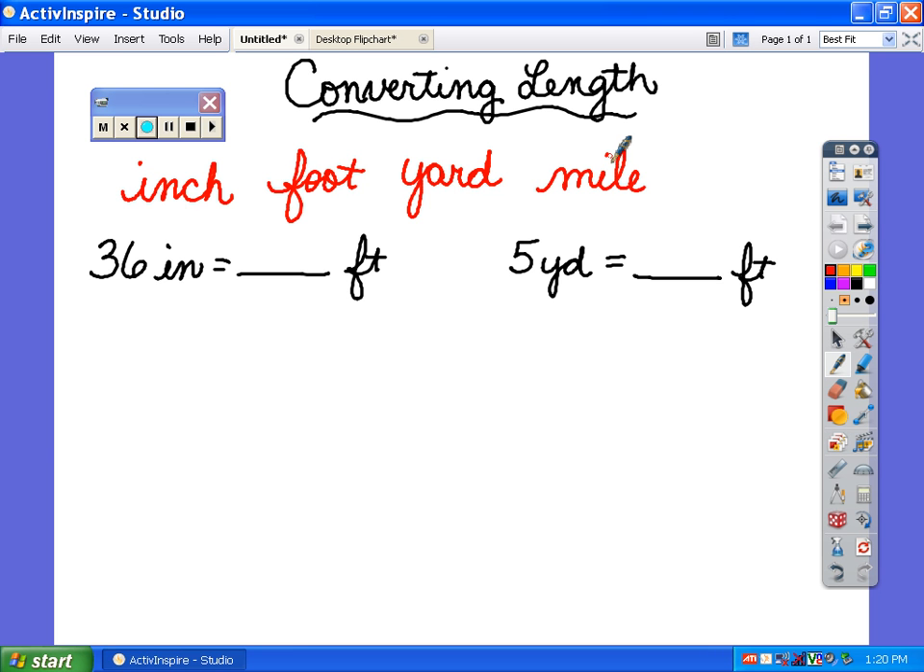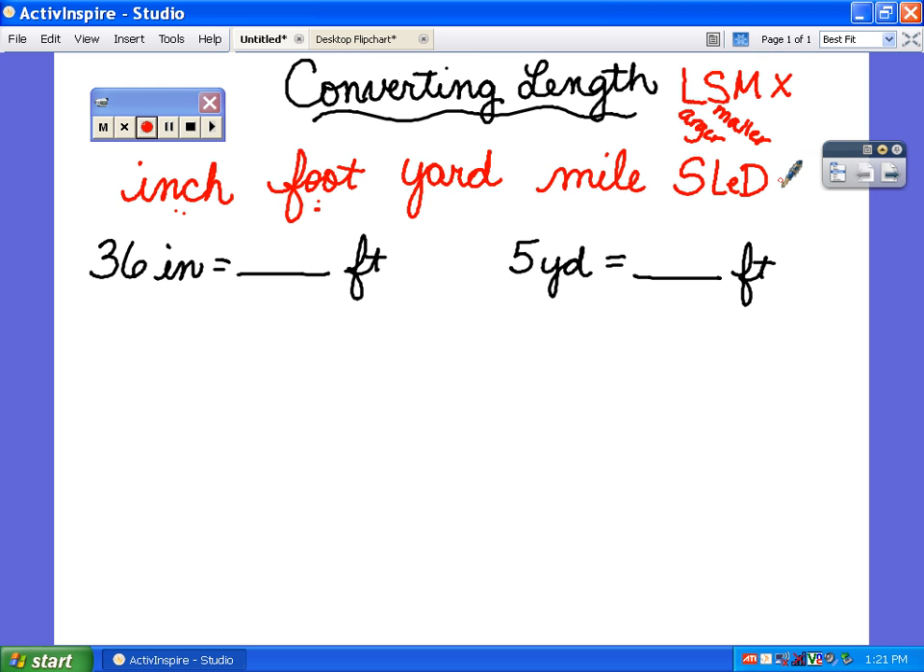The first thing is if you're working from a larger unit to a smaller unit, what do we say? That's right. So we're going larger to smaller. We need to multiply. Now let's say that we are going from an inch to a foot. What is that one? It's smaller to larger. So my saying is split, which is divide. So we go smaller to larger, and you divide.